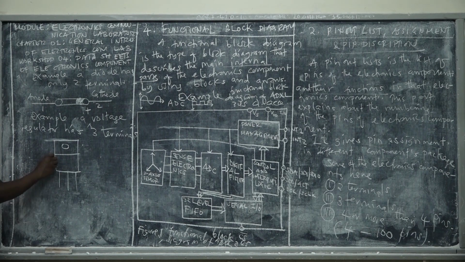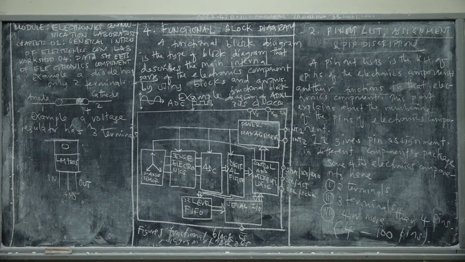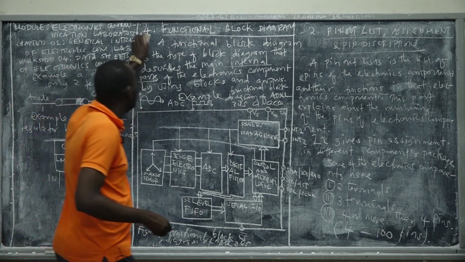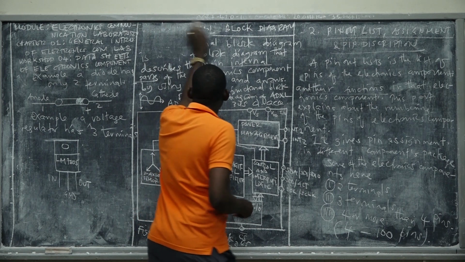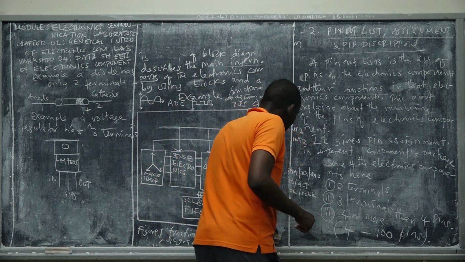So let me just see the LM7805, the one that you are familiar with. This one is called the input terminal. This one is called the ground terminal. And this one is called the output terminal. We call them terminals, right? Sometimes in some of the articles you might find that they have been called pins, but it's not a correct name.